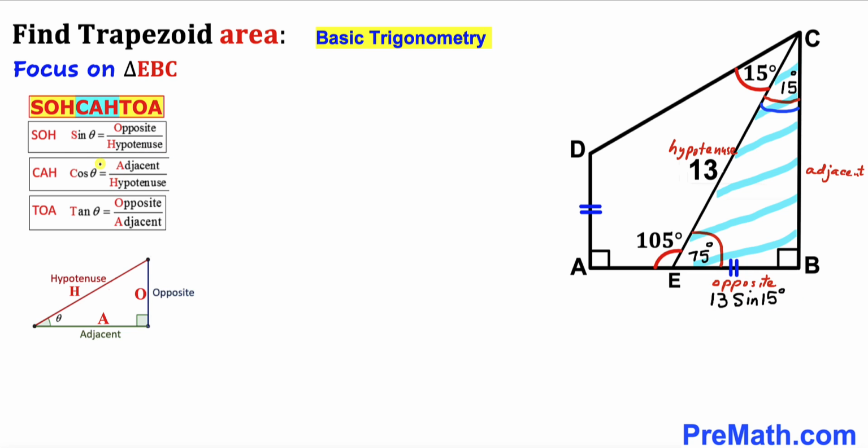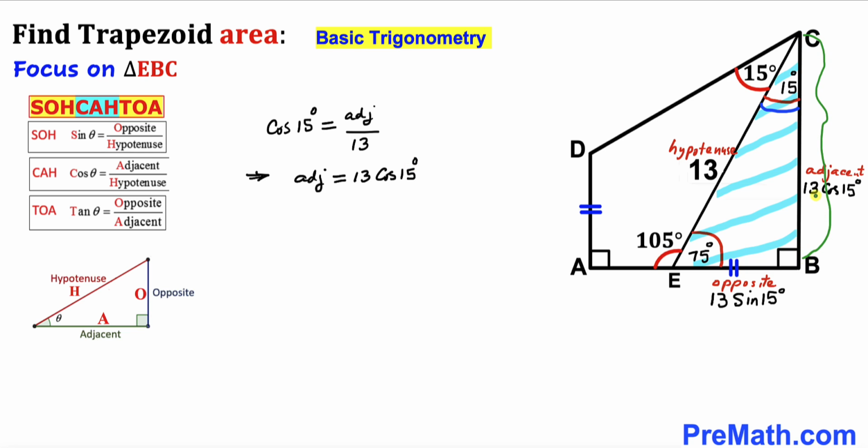And now let's focus on cosine, which is equal to adjacent divided by hypotenuse. So therefore cosine of 15 degrees equals the adjacent side divided by the hypotenuse, which is 13. So therefore this adjacent side is going to be 13 times cosine of 15 degrees. So this adjacent side BC turns out to be 13 times cosine of 15 degrees.